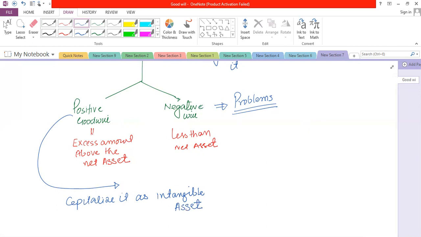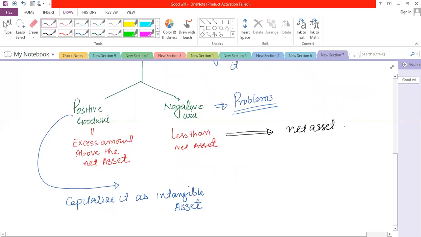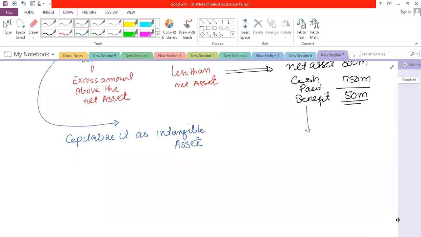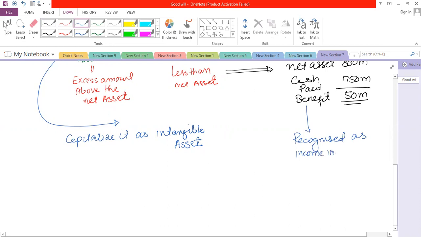But as far as negative goodwill is concerned, if you are paying something against the net assets, for example, the net assets of the acquired entity are 800 million and the amount that you are paying is 750 million, the benefit that you are getting from this deal is termed negative goodwill. So what is the accounting treatment then? The standard says that negative goodwill is to be recognized as income immediately. This benefit is your income and you have to recognize it immediately in the profit and loss account.